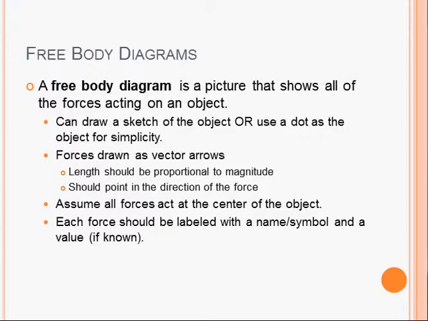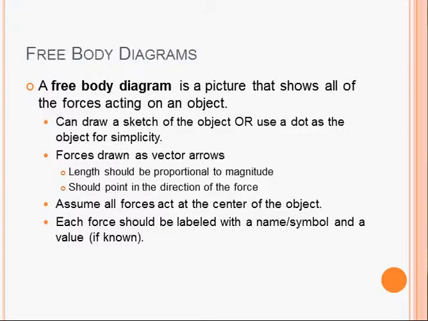So if it's a very large force, we're going to draw a very large arrow. Small force, small arrow. And again, it should point in the direction of the force. So we're going to draw these arrows on our diagram. We're also going to assume that all forces act at the center of the object. Now, that isn't necessarily true in nature, but for simplicity's sake, we're going to assume that for now.